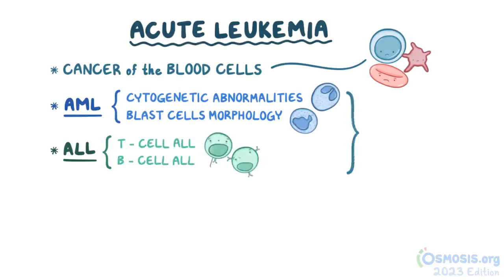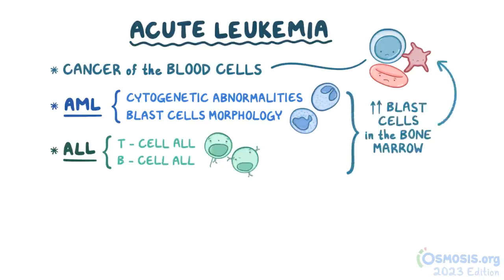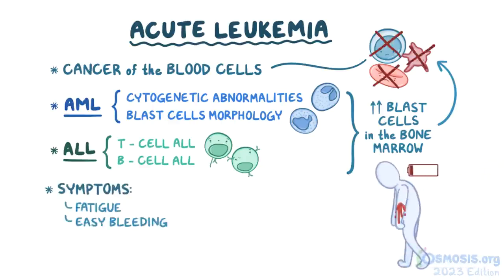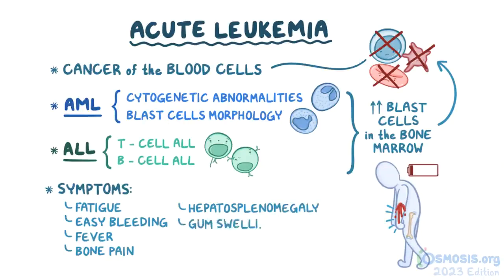Both AML and ALL lead to accumulation of blast cells in the bone marrow, which interferes with the development and function of healthy white blood cells, platelets, and red blood cells. Major symptoms include fatigue, easy bleeding, fever, bone pain, hepatosplenomegaly, gum swelling in monocytic type, and mediastinal mass in T-ALL.